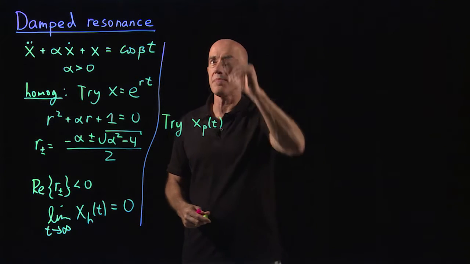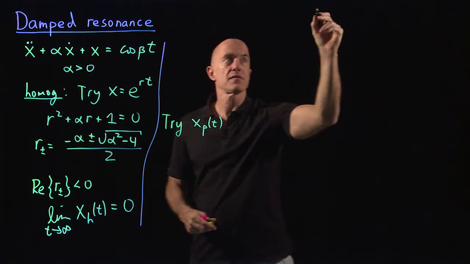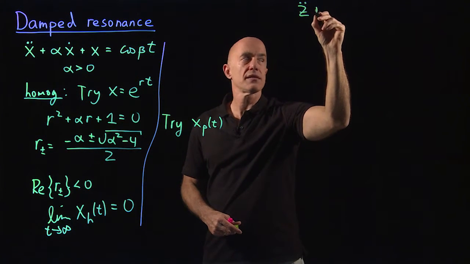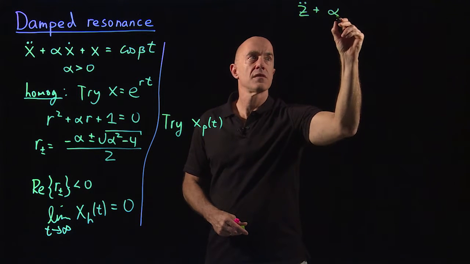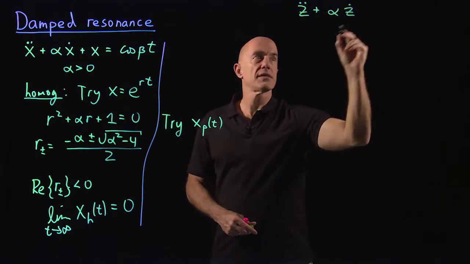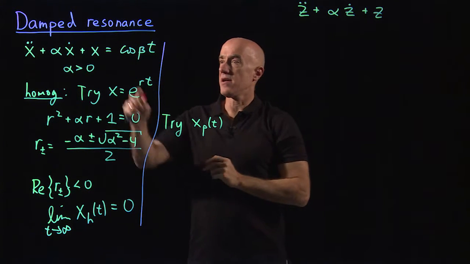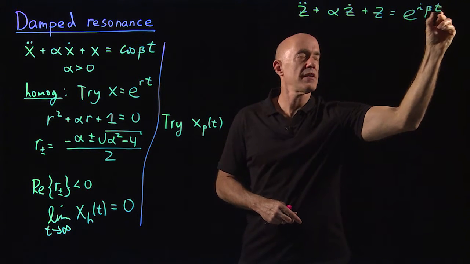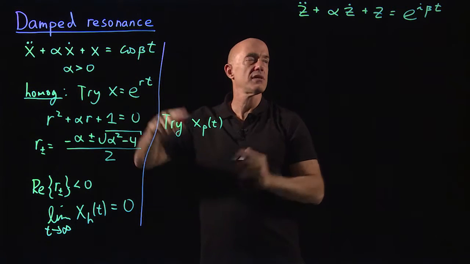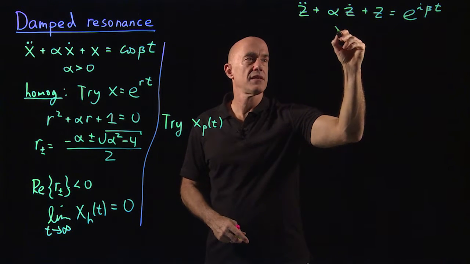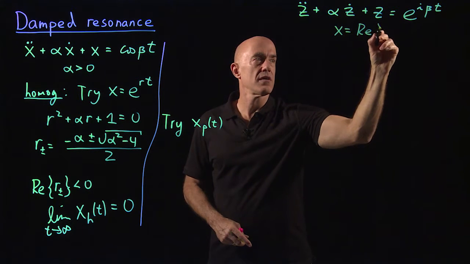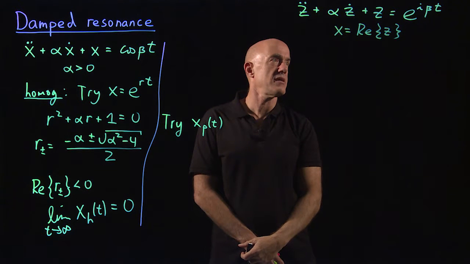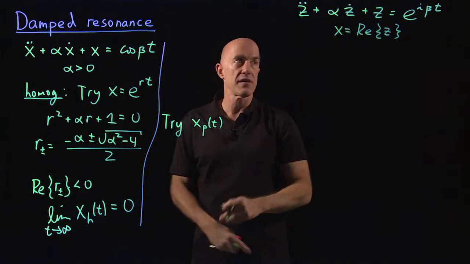Let me put that up here. The equation to solve then is going to be z double dot plus alpha z dot plus z equals cosine beta t, which I'll take to be e to the i beta t. So we convert to a complex equation. And remember that x here is going to be the real part of z, right? Because the real part of e to the i beta t is cosine beta t, matching the cosine beta t.